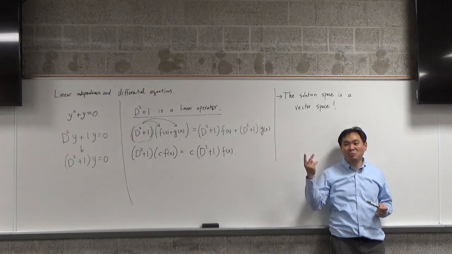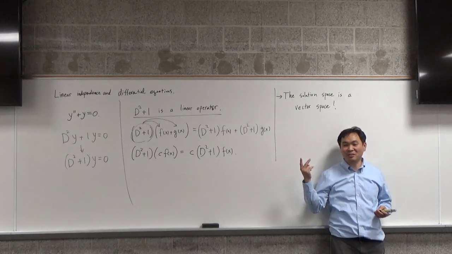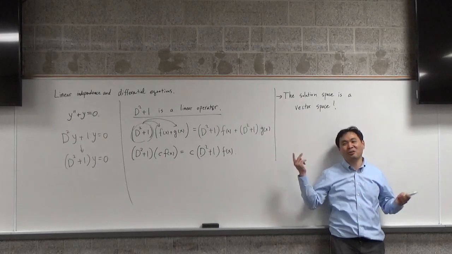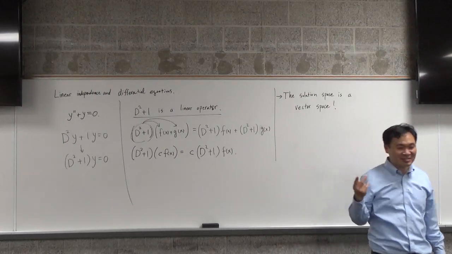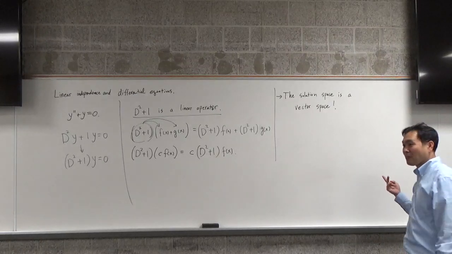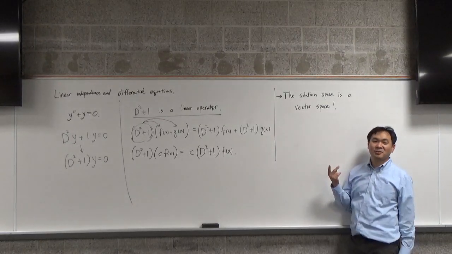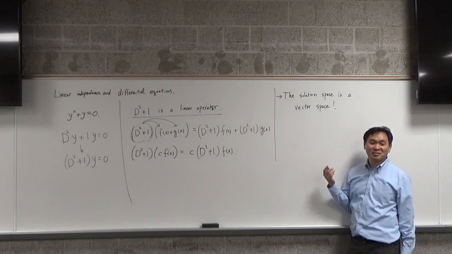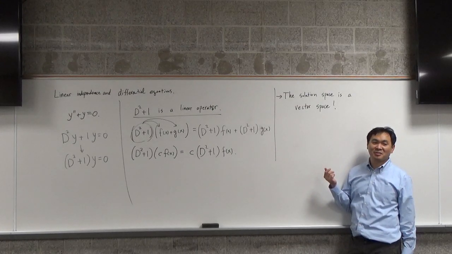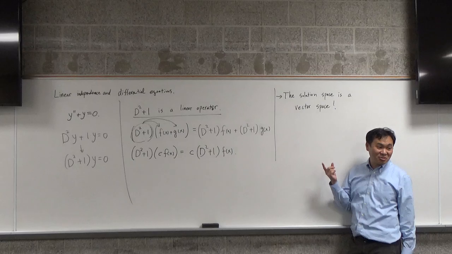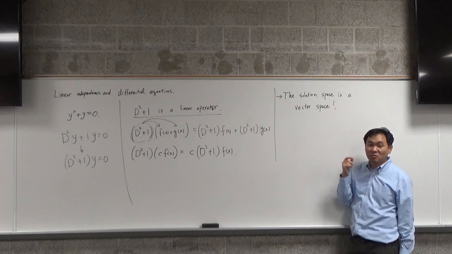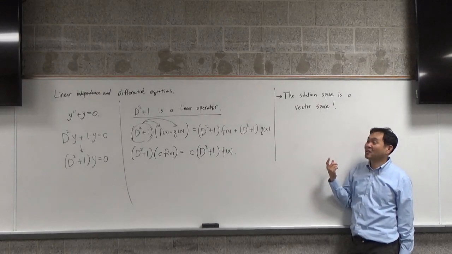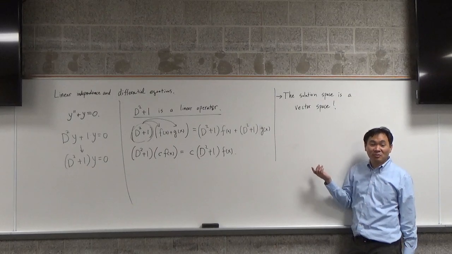Well, you need two operations. What are those? Come on. What do you need in order to say it's a vector space? You should be able to do what? Vector addition? Yeah, you can. You should be able to do vector addition, right? And scalar multiplication. If you can do scalar multiplication and vector addition, then it's a vector space.